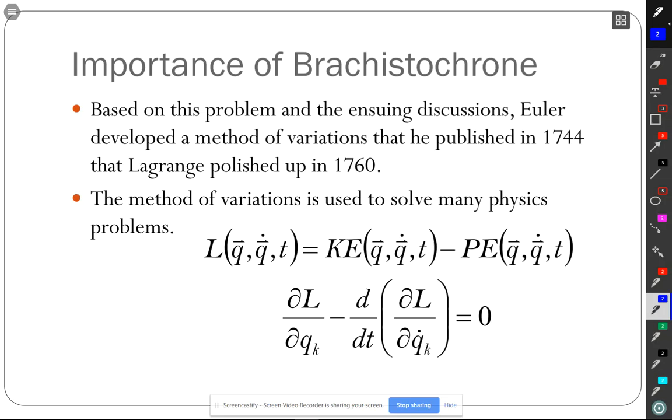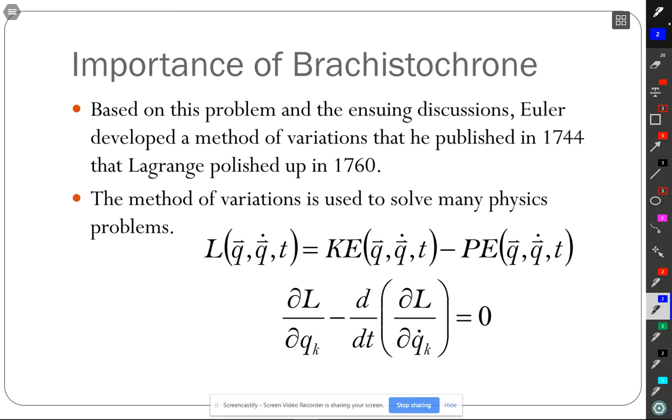And so if you're a physics major, you'll take a dynamics course in which you will learn Lagrangian mechanics. And you make this thing we call the Lagrangian. So L here is the Lagrangian. It's a function of Q, Q dot, and T.